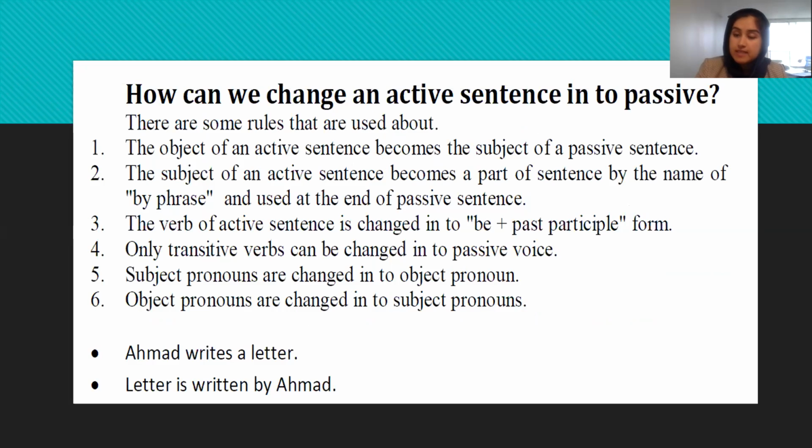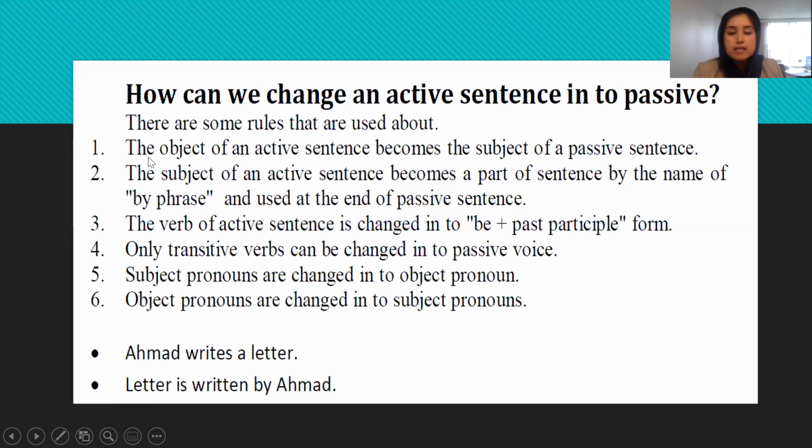How can we change active sentences to passive sentences? There are some rules that are used about it. The first one is the object of an active sentence becomes the subject of a passive sentence. For example, here: Ahmad writes a letter. Letter is the object. And: the letter is written by Ahmad. Object comes first, so it is a passive voice. The object changes to subject. It comes first. So this is how we change the active voice to passive voice.